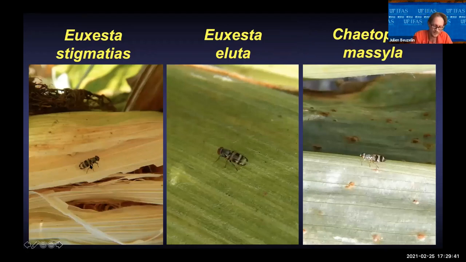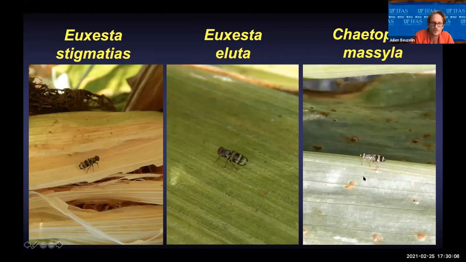Here on the left, you do have Euxesta stigmatia with the four bands, but if you don't see that fourth band really well, look at this band here in the middle. It tends to be somewhat wide. If you compare that to Chaetopsis mucilla to the right, it has three bands, but you see that band in the middle is somewhat narrow, and the abdomen here, because of the absence of the fourth band, is somewhat light colored.